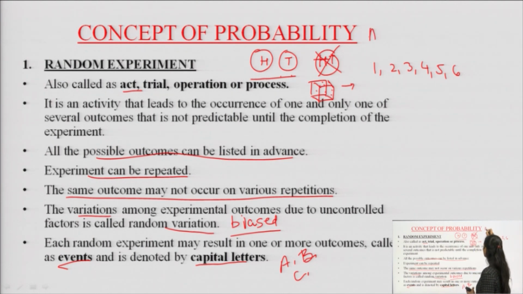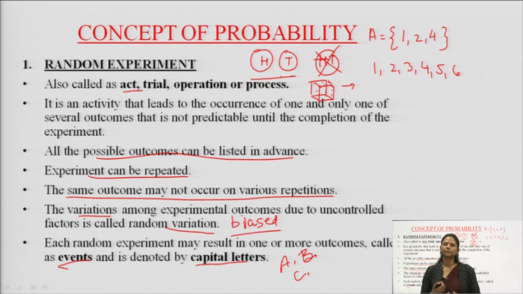For example, if I say A is equal to, I use a curly bracket to write down my events and I separate them by a comma. So, I put 1, could be 2, could be 4 and so on. For example, 3 times I have thrown the dice. This is how we write down a random experiment.